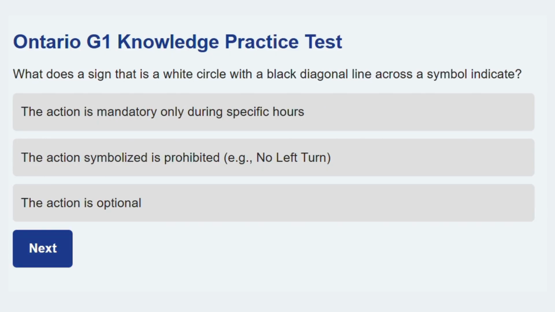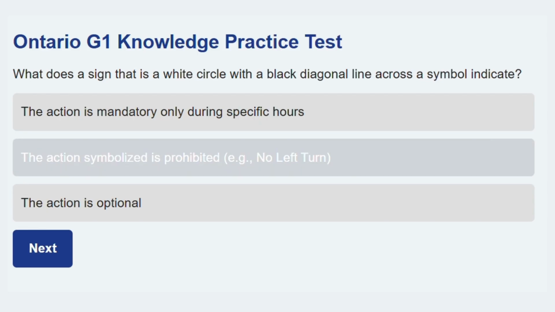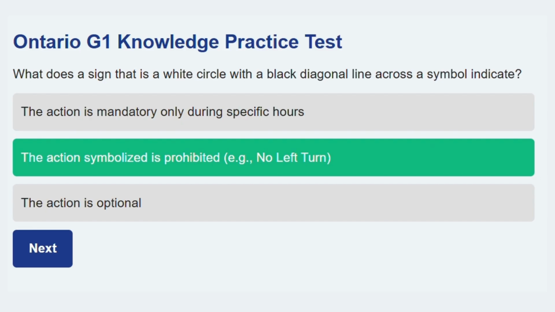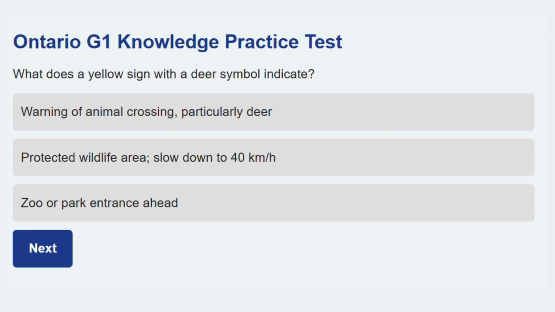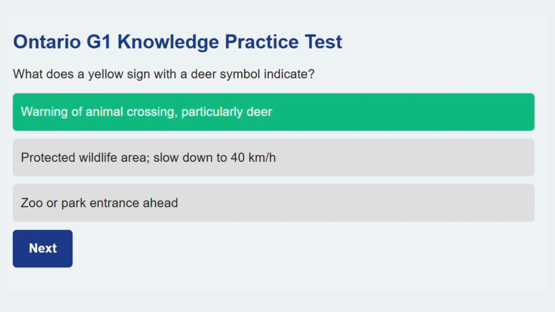Next up, what does a sign that is a white circle with a black diagonal line across a symbol indicate? The action symbolized is prohibited, e.g. no left turn. This is a standard prohibition or do not sign. Let's continue. What does a yellow sign with a deer symbol indicate? Warning of animal crossing, particularly deer. Drivers should slow down and be prepared for wildlife crossing the road.